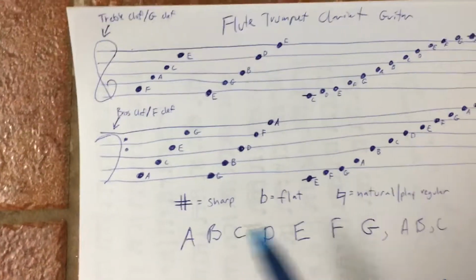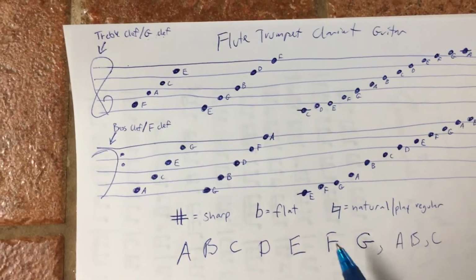Now guys, let's talk about our music alphabet. We have A, B, C, D, E, F, G.